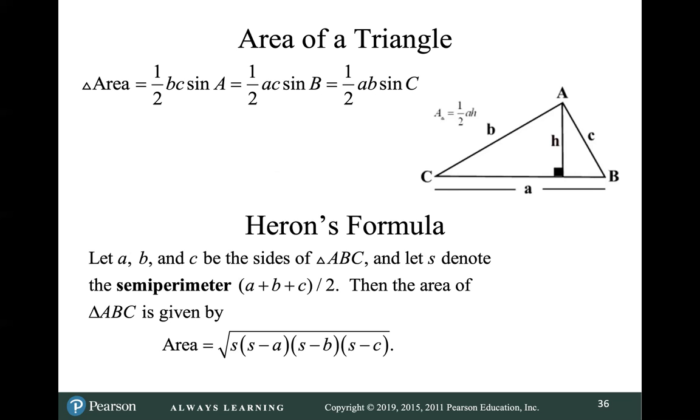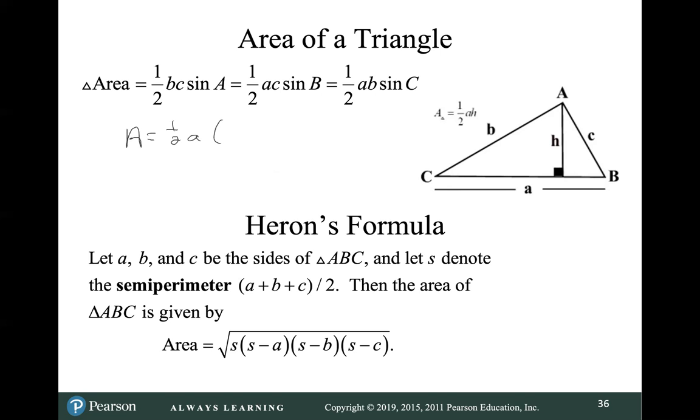So I'm just going to show you where the area of a triangle comes from by using sine. Area of a triangle is 1/2 base times height. So if I'm looking at the base of my triangle as a, the area of my triangle is 1/2 a times the altitude h.